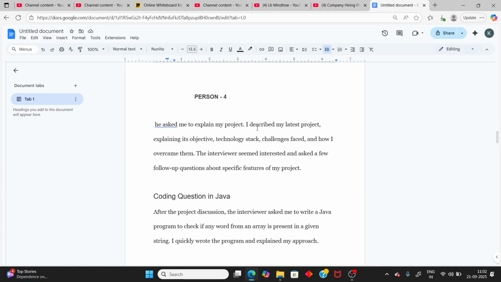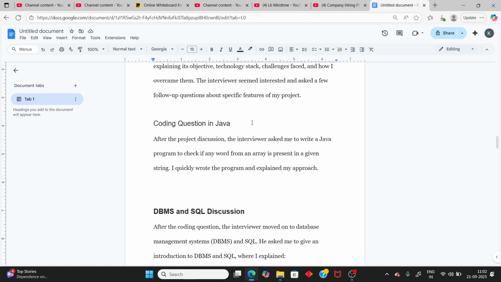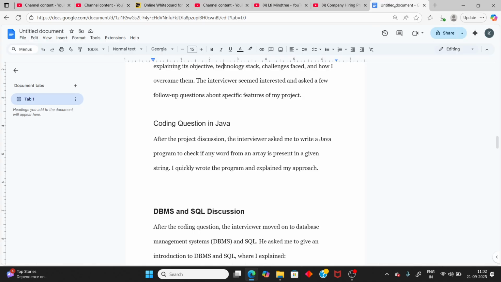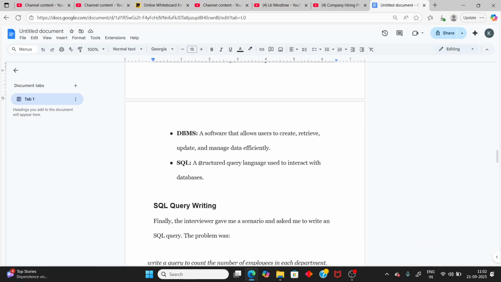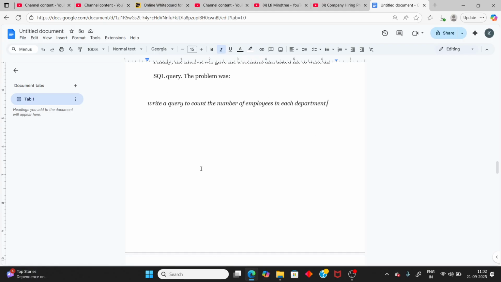Like person four, ma'am, you explain the project, the technology, tech stack, and coding in Java. And the coding is to write a program to check if a word, or any word from an array, is present in a given string or not. So that is an easy question. If you watch my top 50 coding questions and solve them properly, then you can easily solve this type of question. And the DBMS, they can ask basic DBMS, SQL, and SQL queries like write a query to count the number of employees in each statement. That is actually group by.